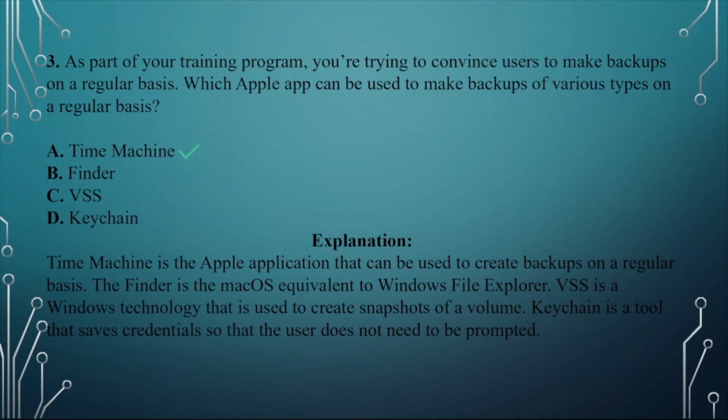The answer here is A, Time Machine. Time Machine is the Apple application that can be used to create backups on a regular basis. The Finder in macOS is equivalent to Windows File Explorer. VSS is a Windows technology that is used to create snapshots of a volume. Keychain is a tool that saves credentials so the user does not need to be prompted.